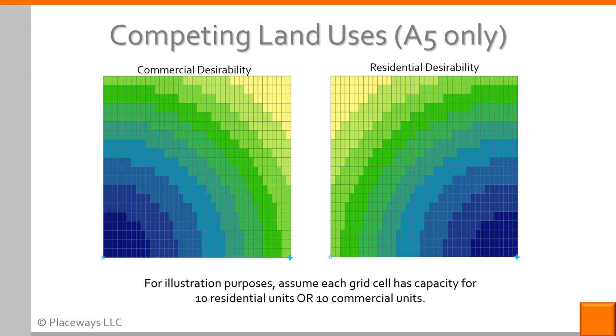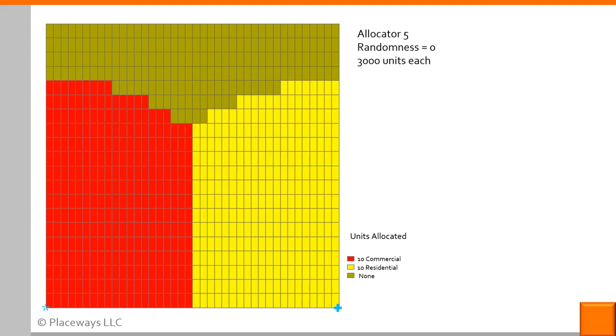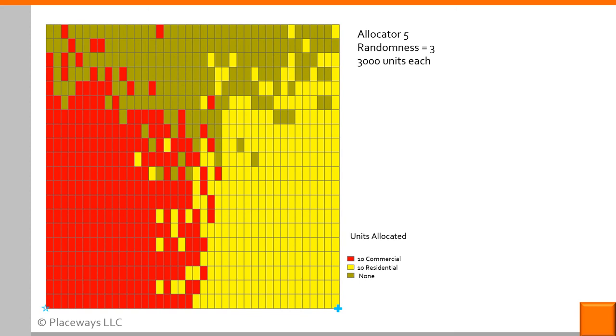To illustrate this, consider a hypothetical example where commercial development is attracted to the southwest and residential development is attracted to the southeast. At low levels of growth, each type can grow in its own area. But as growth increases, the growth areas will overlap. When this happens, allocation algorithms usually give preference to the use with higher desirability. In this parcel, for example, commercial is slightly more desirable than residential, so it is allocated commercial growth. Adding some randomness allows intermixing at the boundary.